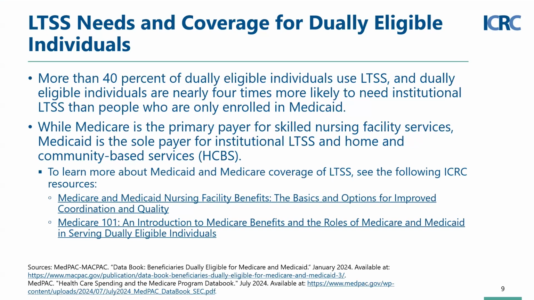First, I will describe LTSS needs and coverage for dually eligible individuals. More than 40% of dually eligible individuals use LTSS, and they are nearly 4 times more likely to need institutional LTSS than people who are only eligible for Medicaid. When it comes to coverage, Medicare covers skilled nursing facility services, but Medicaid plays a large role in other LTSS services. Medicaid, for example, is the sole payer for institutional LTSS and home and community-based services, which are also referred to as HCBS.